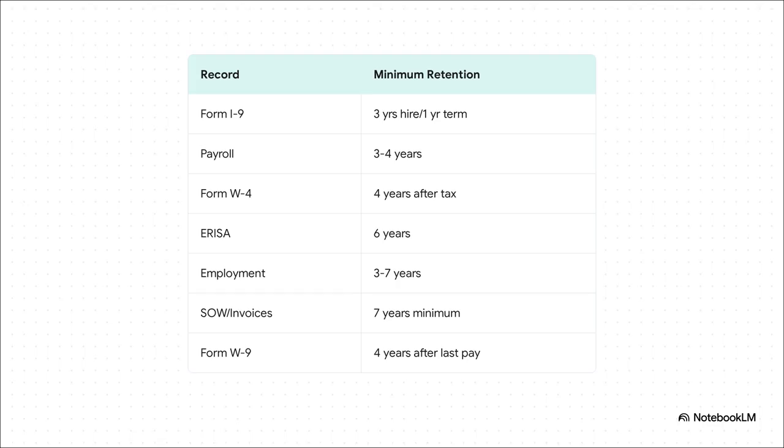I-9s, payroll records, and W-4s, those stick around for 3 to 4 years. Employment records are usually 3 to 7 years depending on the state, and ERISA plan records are 6 years. Now, look at contractors. Statements of work and invoices must be kept for 7 years to cover the IRS audit window, and W-9s are kept for 4 years after the final payment.